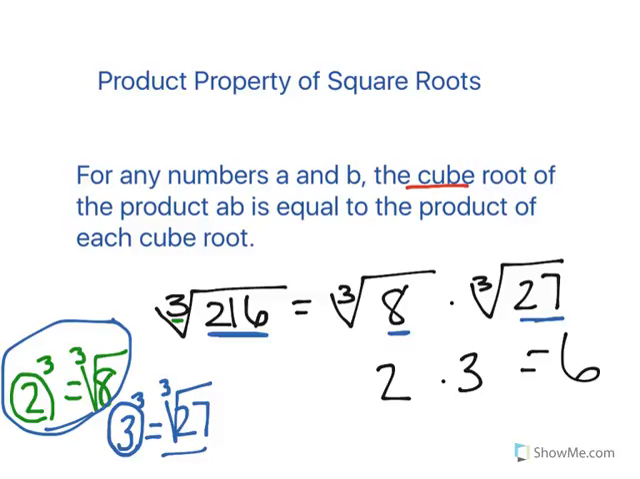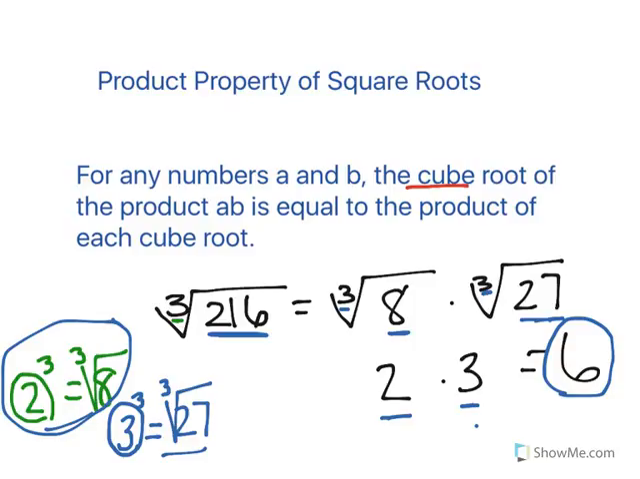I can say, all right, what to the 3rd power is going to equal 8? Well, 2 to the 3rd power is going to equal 8. And what to the 3rd power is going to equal 27? Well, 3 to the 3rd power will equal 27. We're just working backwards. The cube root of 8 is 2. The cube root of 27 is 3. And then I'm going to multiply 2 times 3 to make my final answer, which is 6.